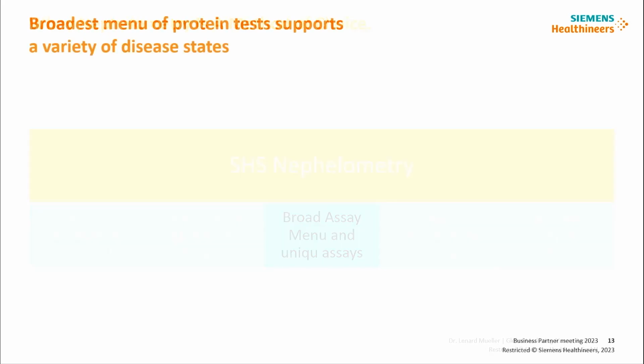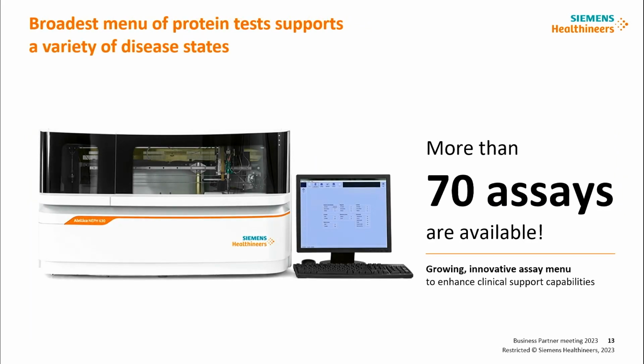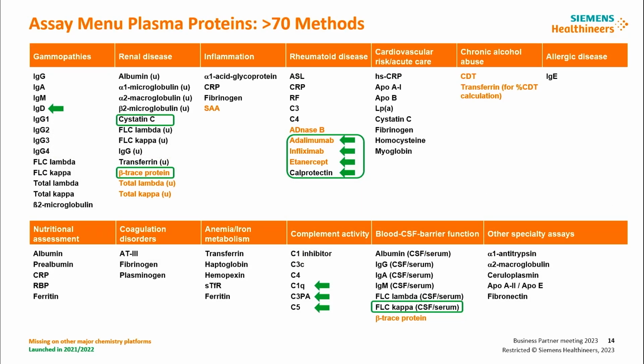So, again, as I mentioned, we are providing more than 70 assays on our benchtop Atellica NEPH system, which includes unique assays that you will find only on the Atellica NEPH system, and also very high performing assays as we have mentioned. And we have this very extensive assay menu that covers a lot of disease states. As you can see here, the gammopathies are covered.